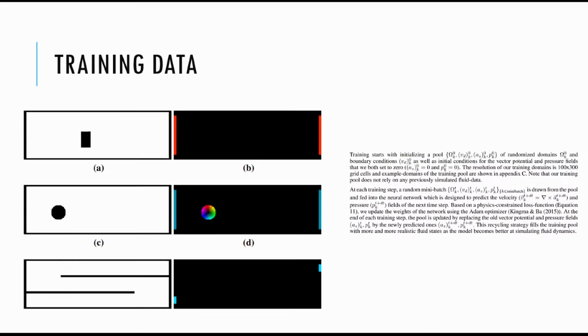I'm not sure I fully understood. You're saying, so, I mean, you're talking about the bottom paragraph here on the right?